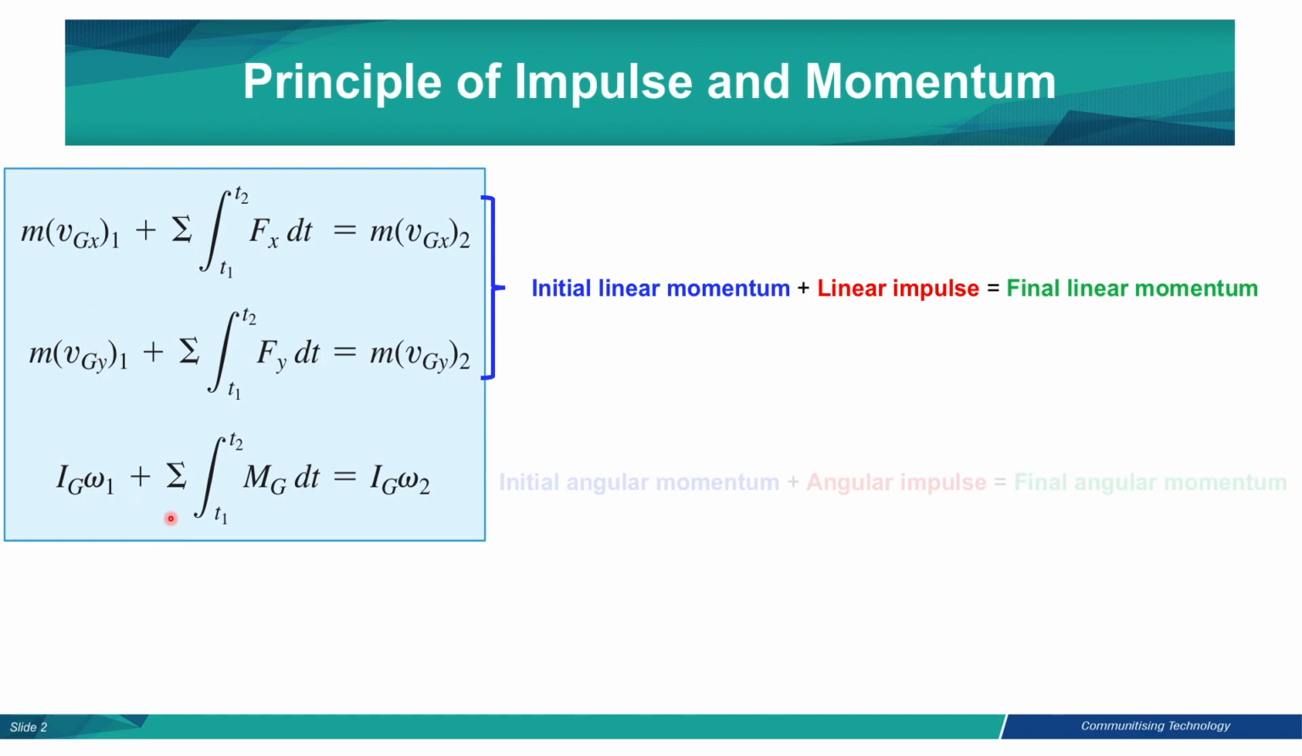The third equation represents the principle of angular impulse and momentum. The first term here is the initial angular momentum. This term here is the angular impulse, the integration of moment about G dt, equal to the final angular momentum.